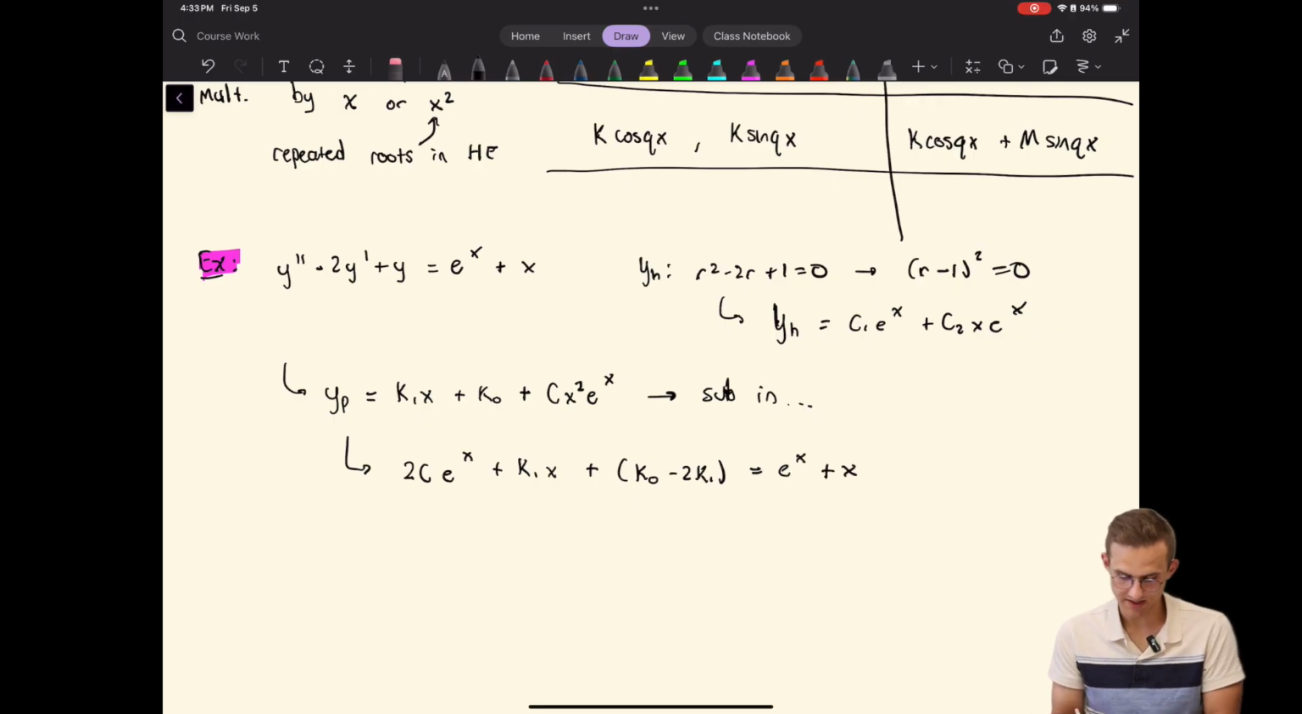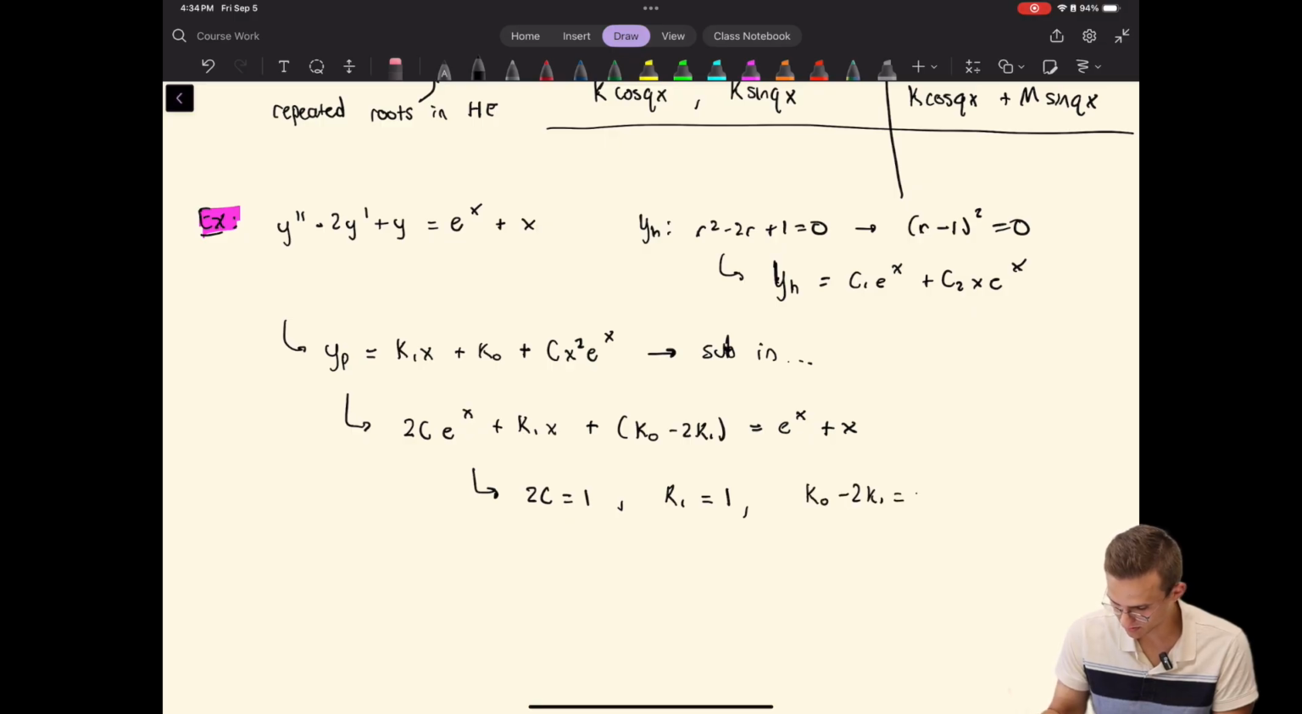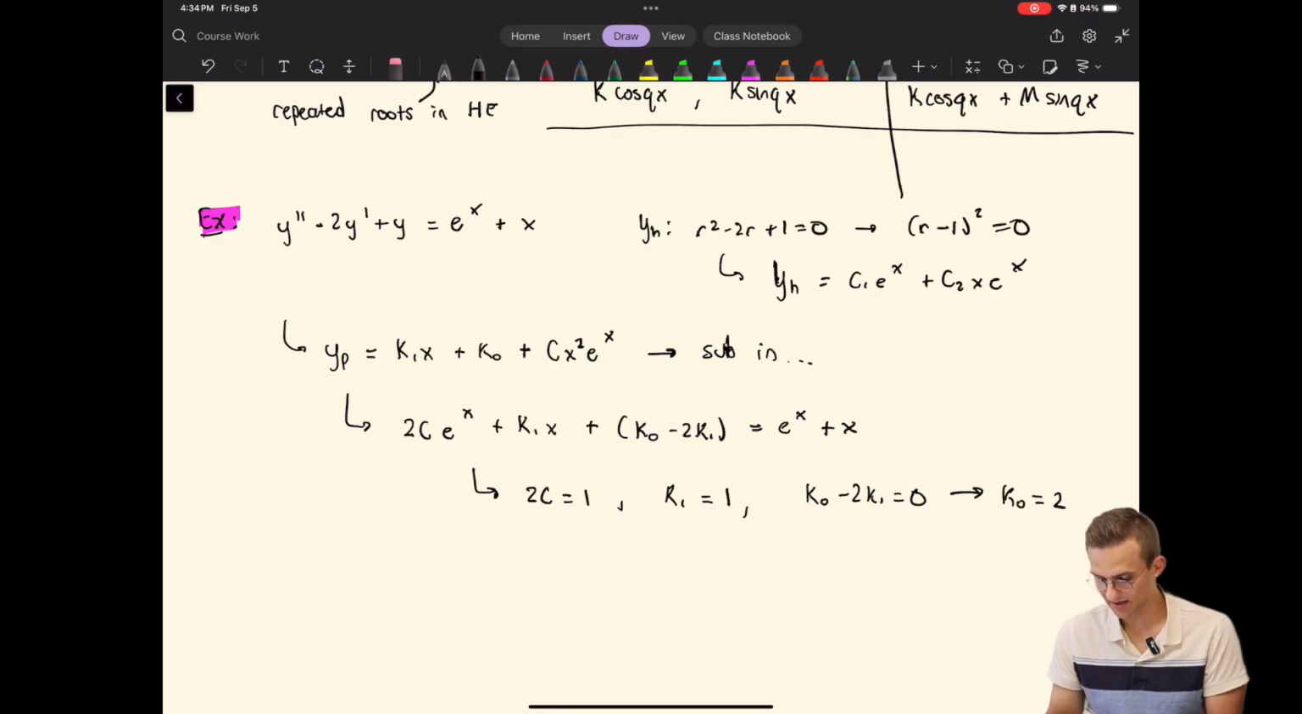This left-hand side just comes from plugging yp into the left-hand side of the equation, evaluating derivatives and crunching numbers. But what this tells you is you can compare across terms. So you know that 2c is equal to 1, because that's what's in front of the exponential term. You know that k1 is equal to 1, and then you know that k0 minus 2k1 is equal to 0, which then lets you know that k0 is equal to 2, subbing in 1 for k1.